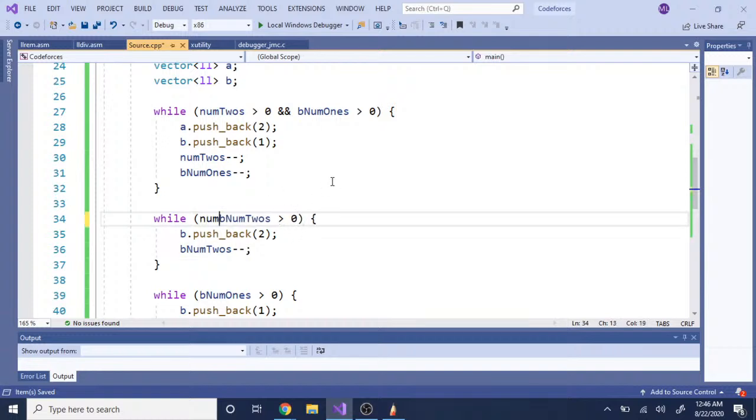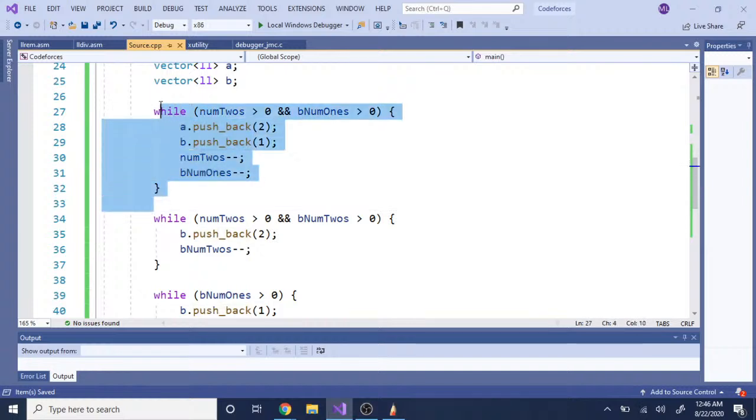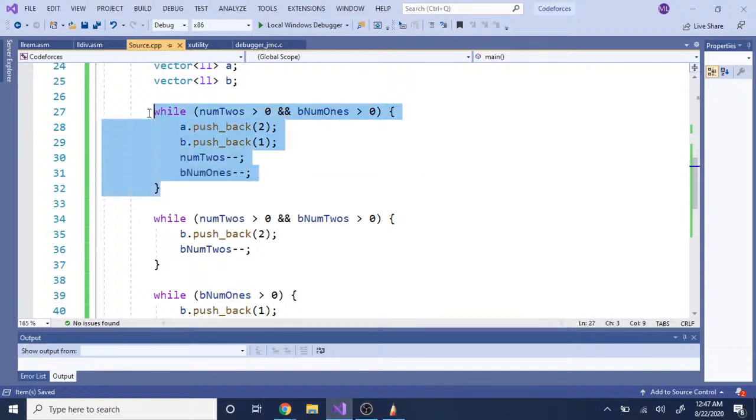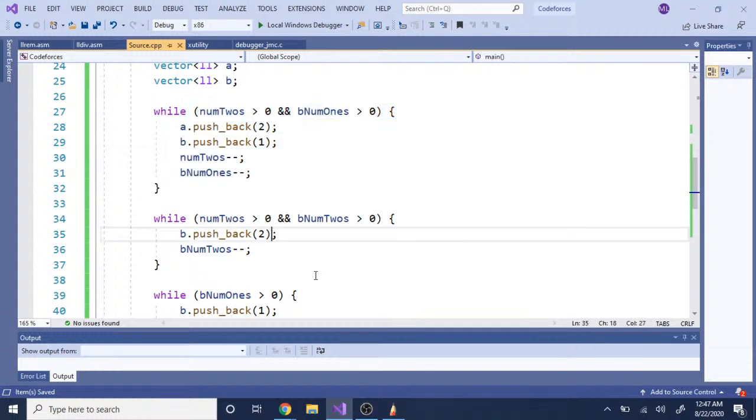We need num2s to still be greater than 0. Above was assuming that for the number of 2's, we're pushing a 2 and a 1, right? When we get down to a point where we still have leftover 2's but we have no more 1's, that's why we're going to do this part where we're still pushing back the 2's, pushing back whatever's left there pretty much.